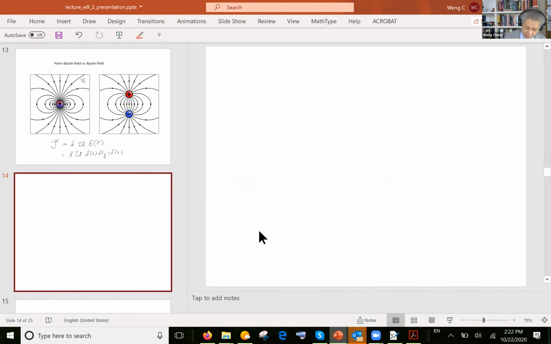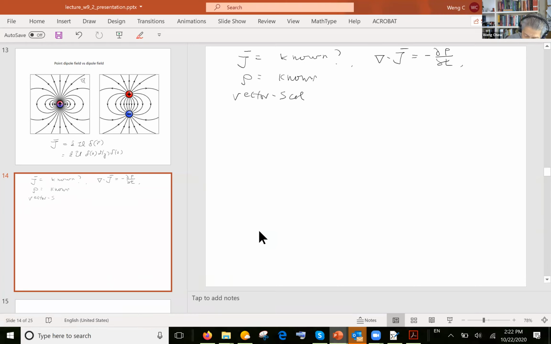So given that we know what the current J is, okay, known. Okay, then we can find the charge using this continuity equation. Okay, so this will give the charge. Also, if you know what the current is, I can figure out what the charge is by charge conservation. And then if I know what the current is and what the charge is, I can find the electromagnetic field around the source. We use the vector potential approach, vector scalar potential approach.